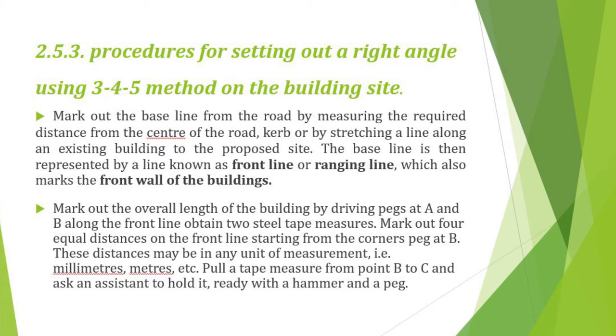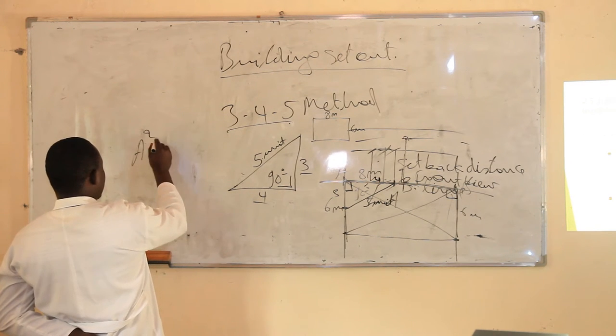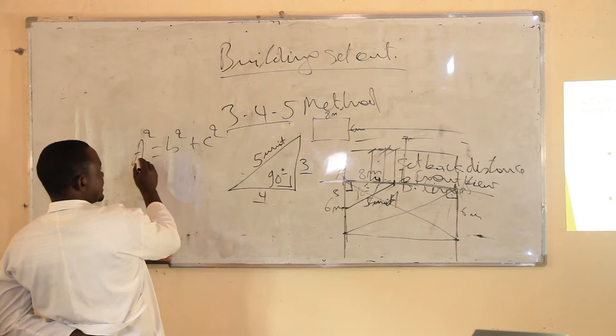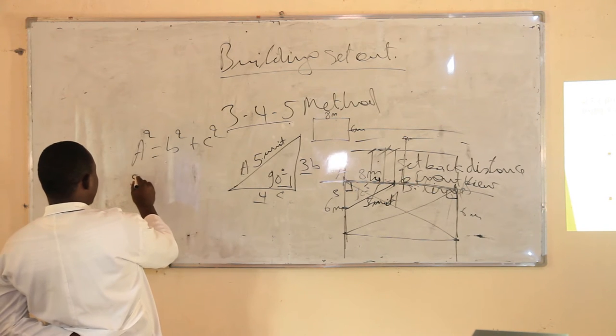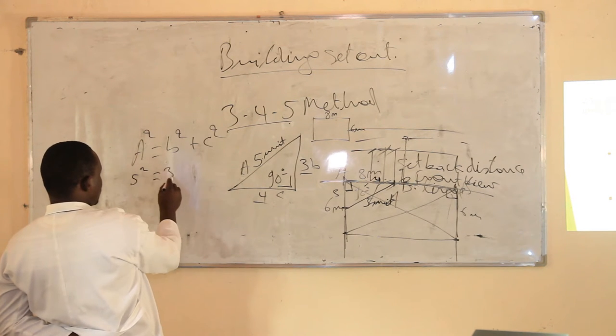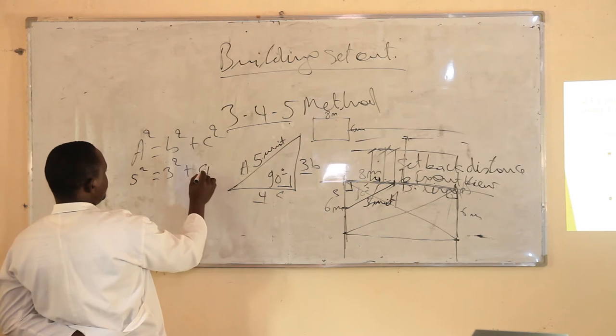Now, let's see this figure, which shows you how to proceed with the 3-4-5 method. You see that you have to put 4 and 3 in order to have 5. It comes from Pythagoras' theorem, which says that A squared equals B squared plus C squared, where this is A, B, and C. Then A is 5, B is equal to 3, and C is equal to 4.